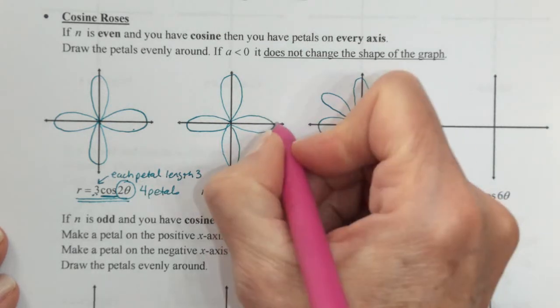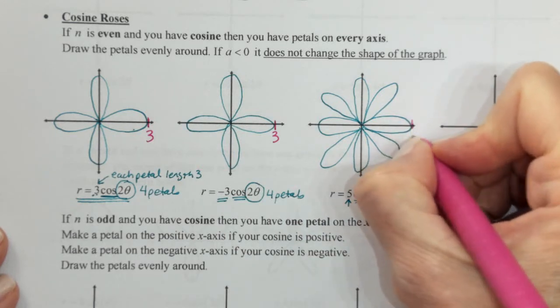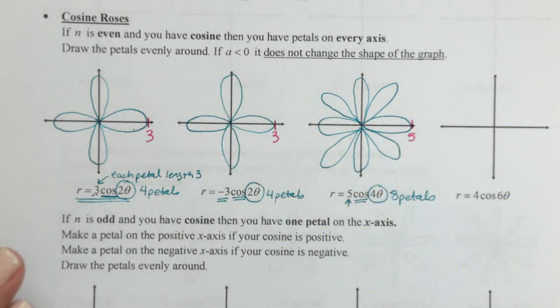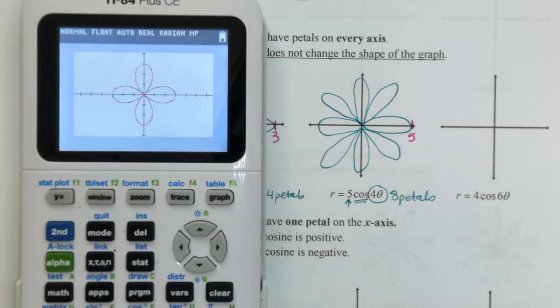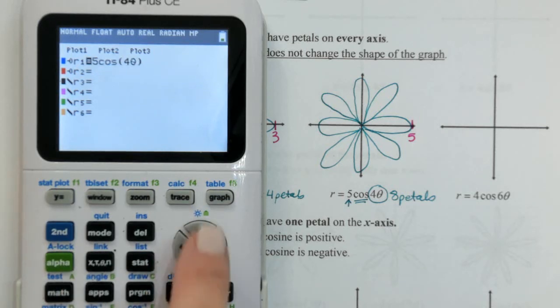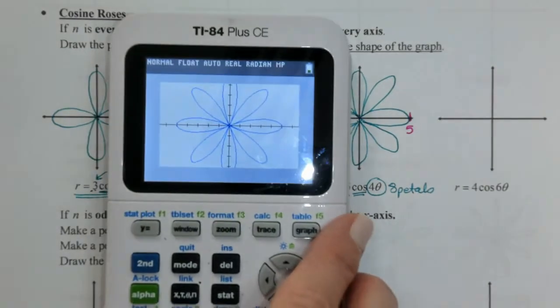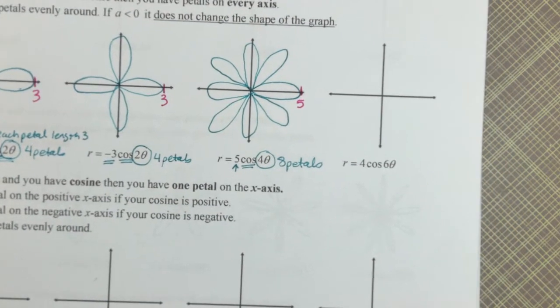And by the way, we should be denoting how far these petals go. So these were 3 and 3. This one is 5. Okay, so yeah, there is that. Let's see what this looks like on here. I'm going to get rid of this one, get rid of this one. 5 cosine of 4 theta. Let's see what it's supposed to look like. Nice and smooth. Okay? So that's how it really looks. It's a little embarrassing right next to the right one. Oh well, that's okay.